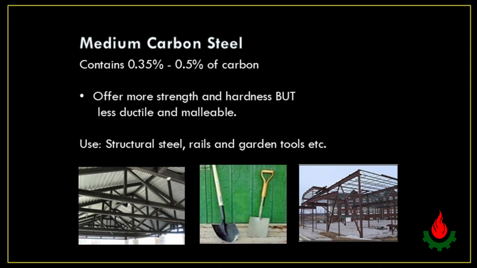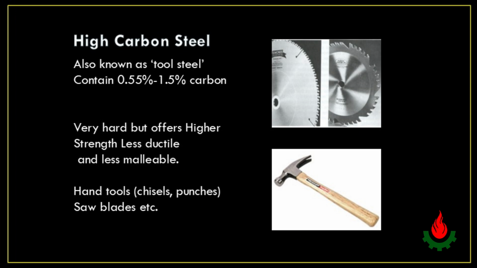Medium carbon steel contains 0.35% to 0.5% carbon. Offers more strength and hardness, but less ductile and malleable. Use: structural steel, rails, and garden tools, etc. High carbon steel, also known as tool steel, contains 0.55% to 1.5% carbon. Very hard, and offers higher strength, but is less ductile and less malleable. Use: hand tools, chisels, punches, saw blades, etc.